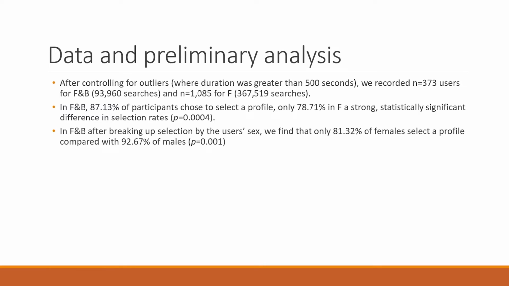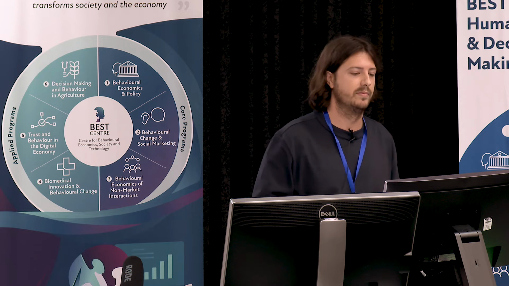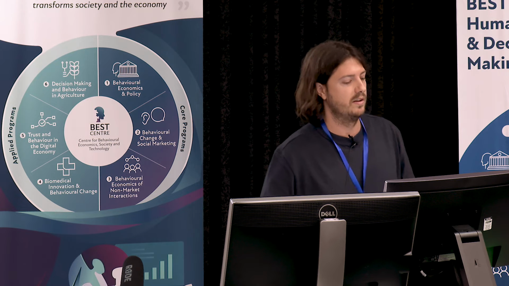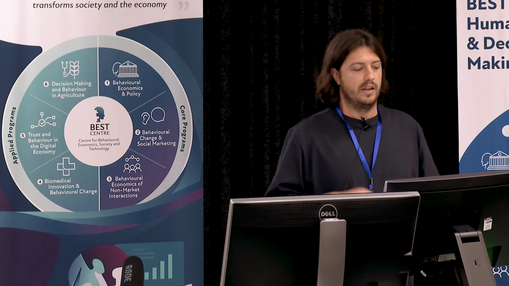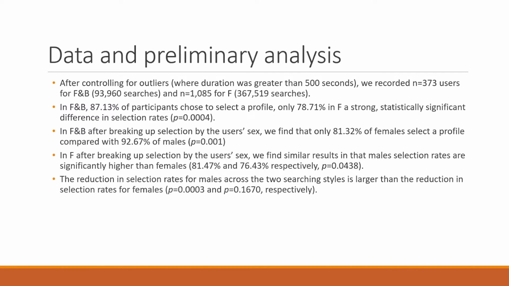In forwards and backs, after breaking up selection by the user's sex, we find that only 81.32% of females select a profile compared with 92.6% of males. Again, a significant difference. In forwards only, after breaking up selection by the user's sex as well, we find similar results in that males' selection rates are significantly higher than females', so 81.47% and 76.43% respectively. The reduction in selection rates for males across the two searching styles is larger than the reduction in selection rates for females.